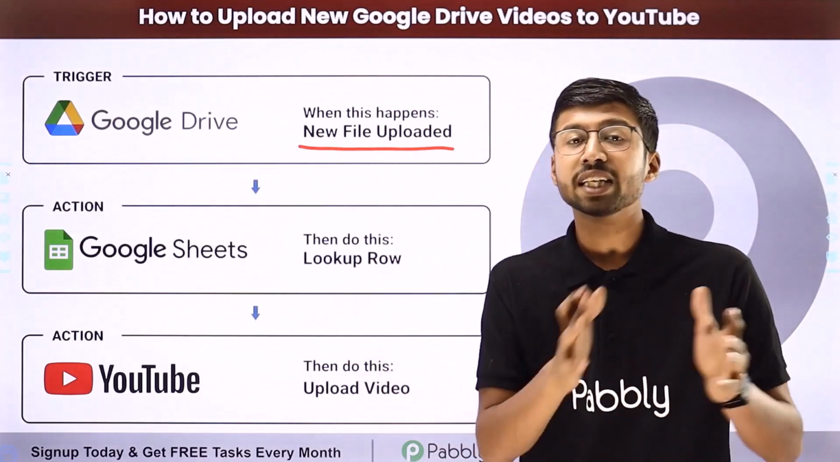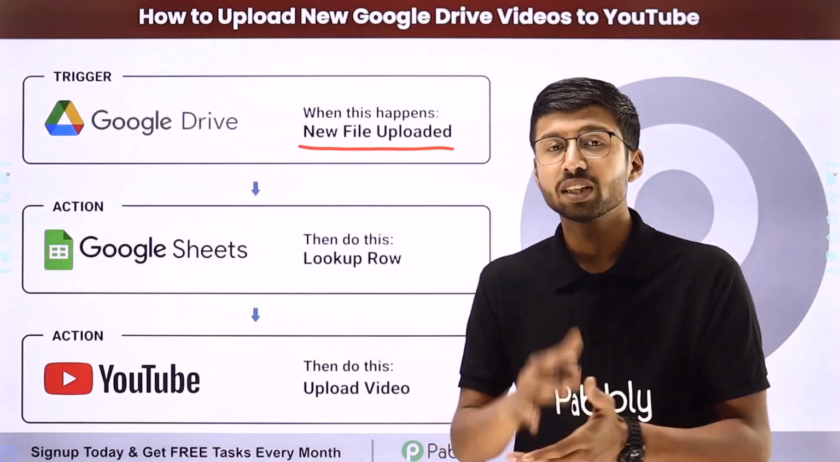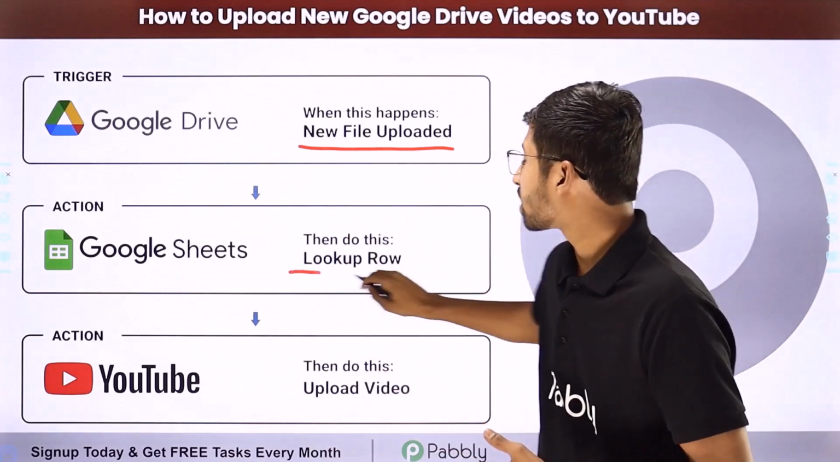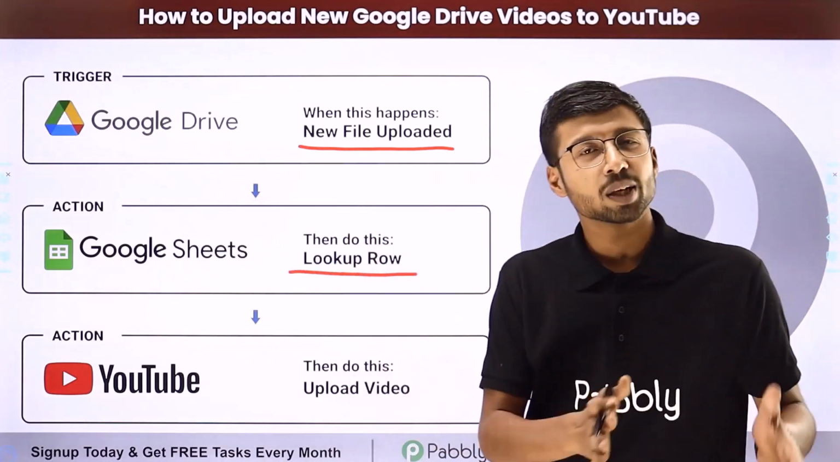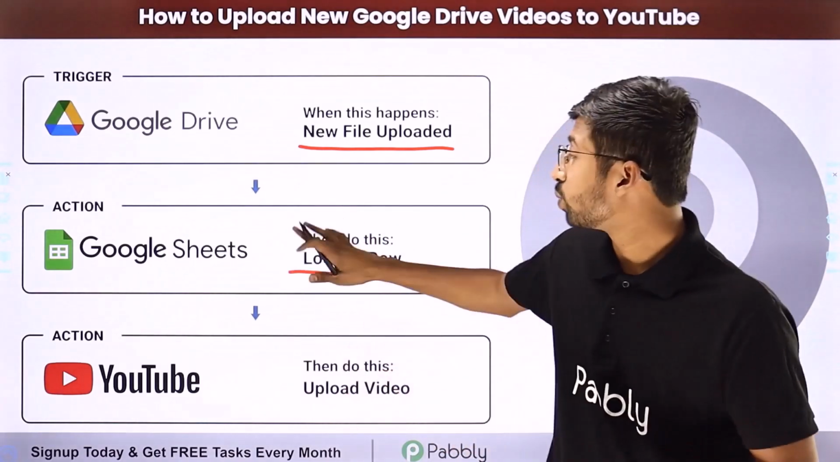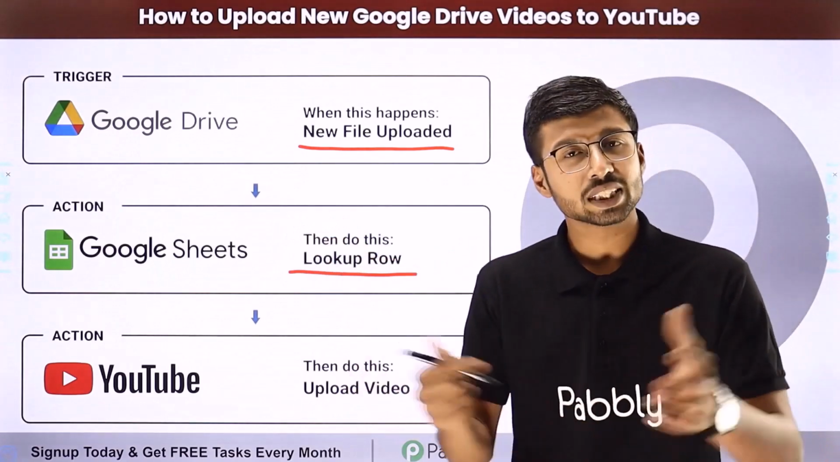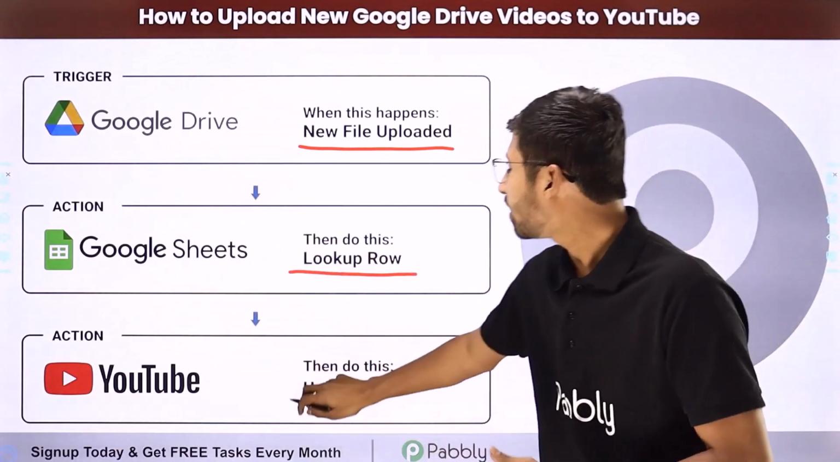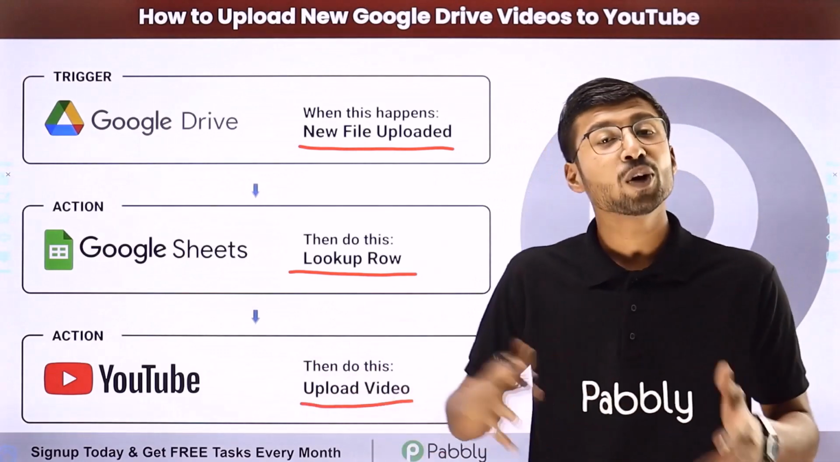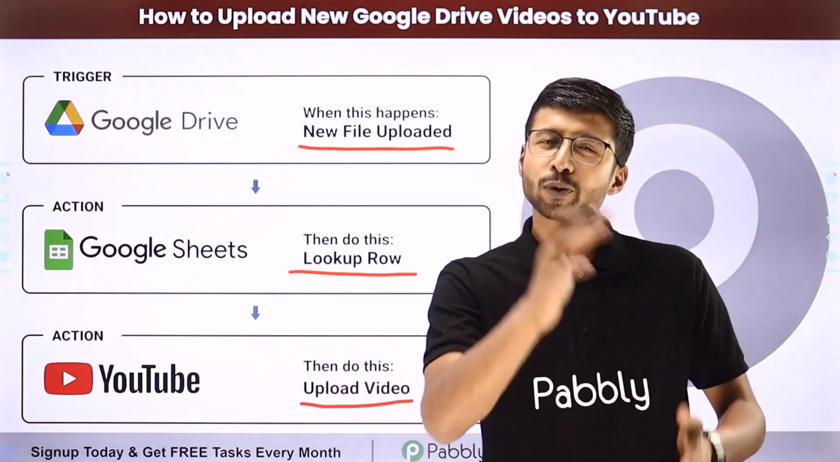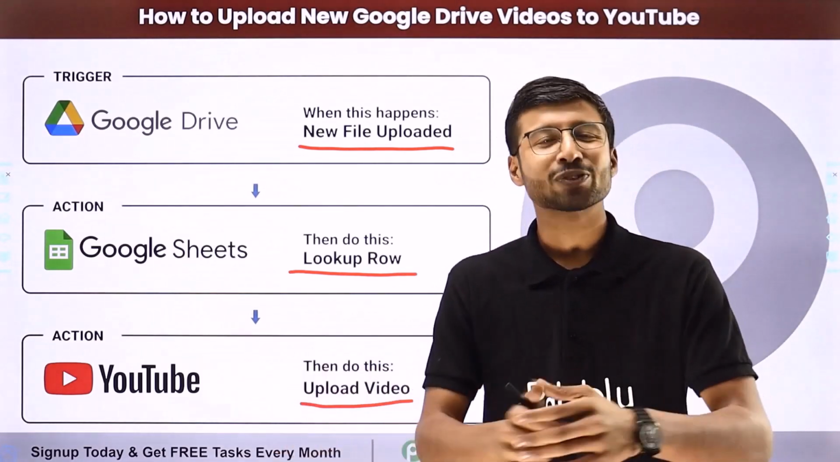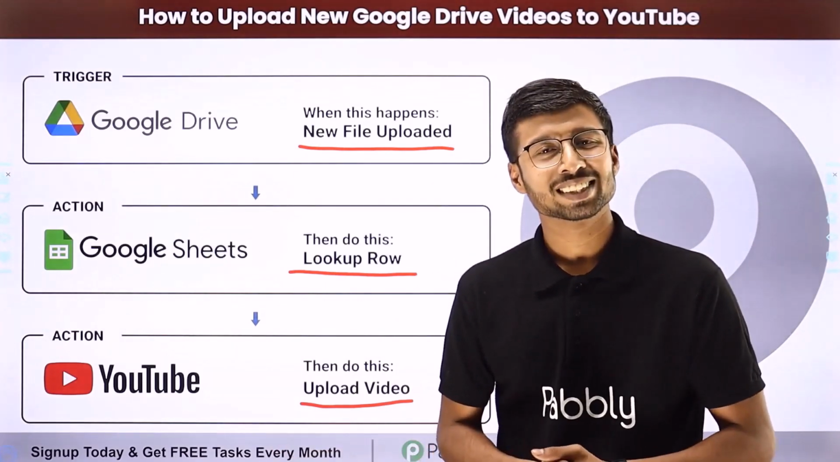And then automatically using those files, these videos' titles, we are going to get the other details which are required to upload the video like the description, tags and title of the video from the Google Sheet. And then after getting those details, automatically we are going to upload the same video on our YouTube channel. Now guys, how you can set up this automation? To know this, you have to come with me to my screen.